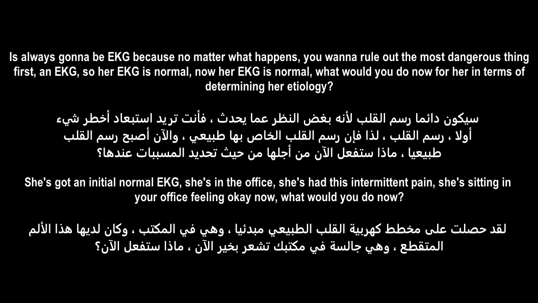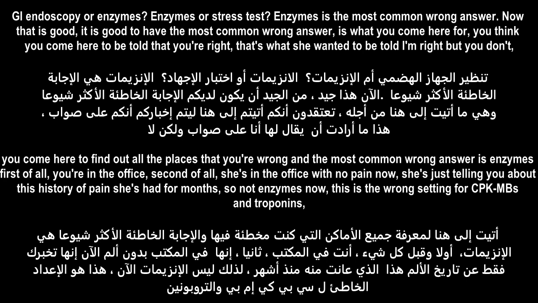So her EKG is normal. Now, her EKG is normal. What would you do now for her in terms of determining her etiology? She's got an initial normal EKG. She's in the office. She's had this intermittent pain. She's sitting in your office feeling okay now. What would you do now? What'd you say? GI endoscopy or enzymes? Enzymes or stress test?